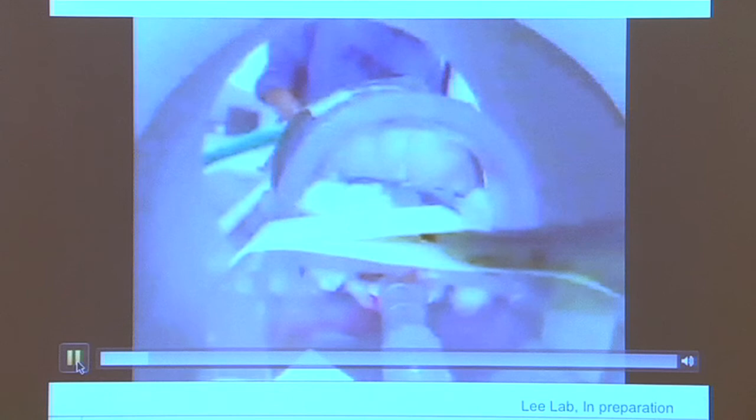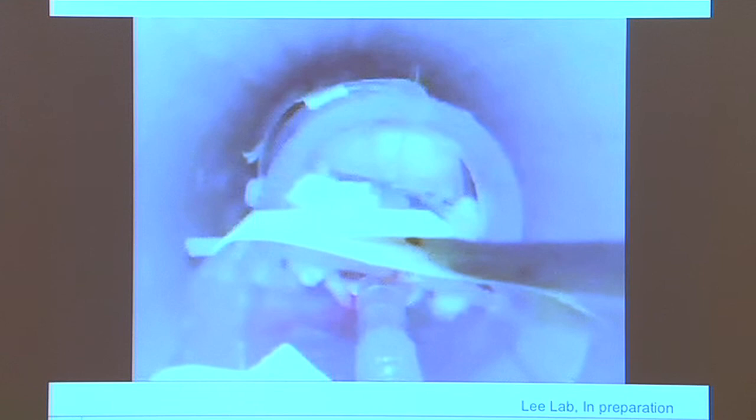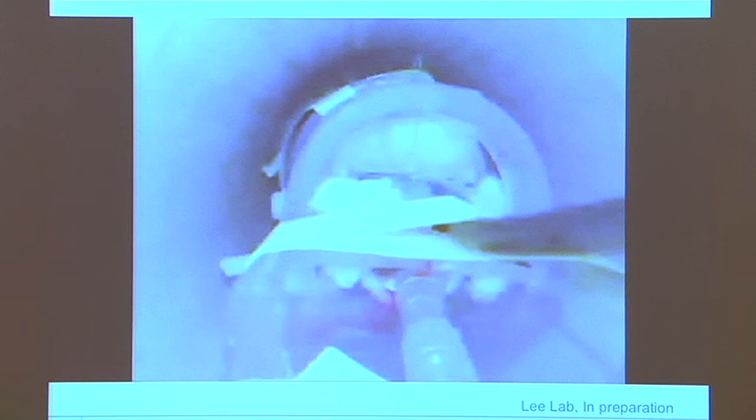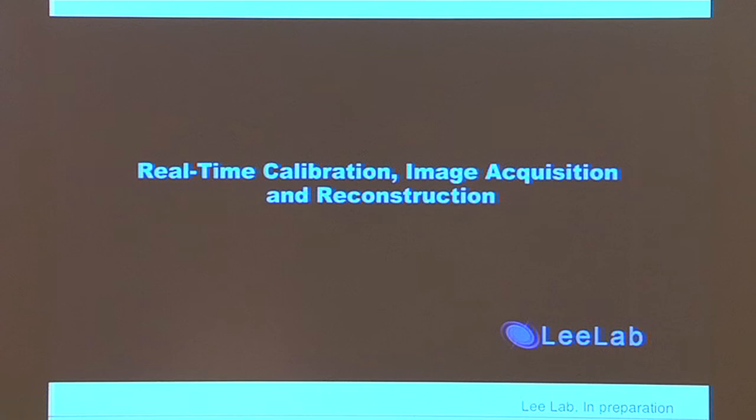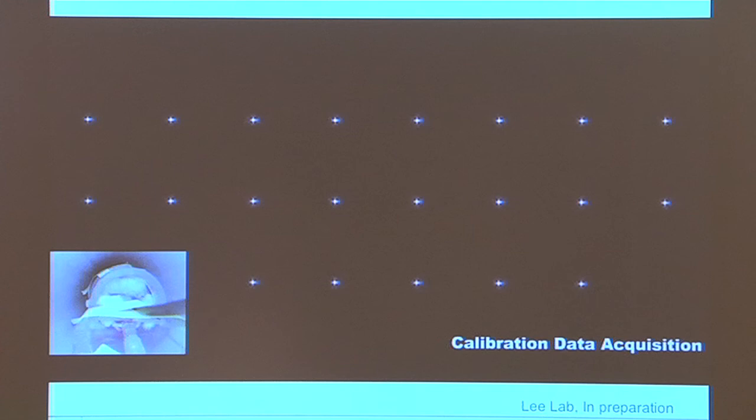Okay, this is a system where you can see the camera, which we designed to be MR compatible, is looking at the animal. It's anesthetized with intubation, and you can see now we start to collect images in real time. We're now doing the calibration stage of the acquisition. We're reconstructing the images as the data comes in.